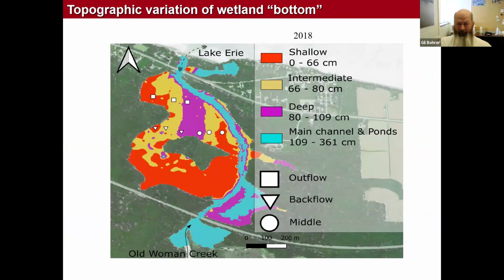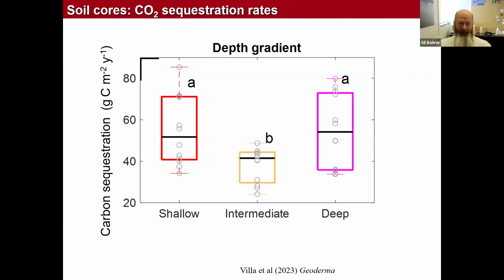And we use a core. We stuck a big core in the mud, sampled the mud, used lead to date the mud, so as to know what year each layer of the mud got deposited, and measured the carbon concentration in the mud to know the sequestration rates in the wetland. And here's the answer. Very, very different sequestration rates comparing the shallow and the intermediate. And the intermediate experienced the largest move of vegetation types. And then the deep, which is relatively stable, sequesters the most.